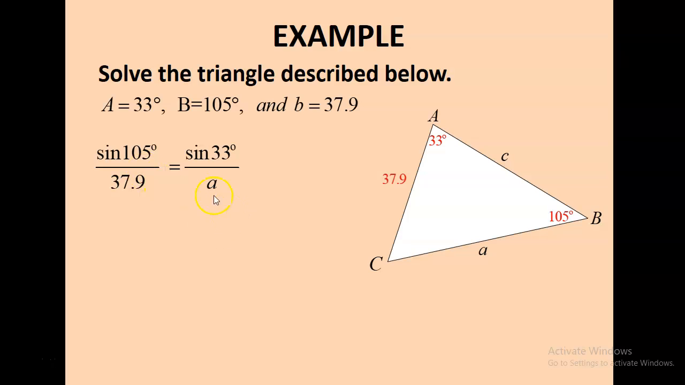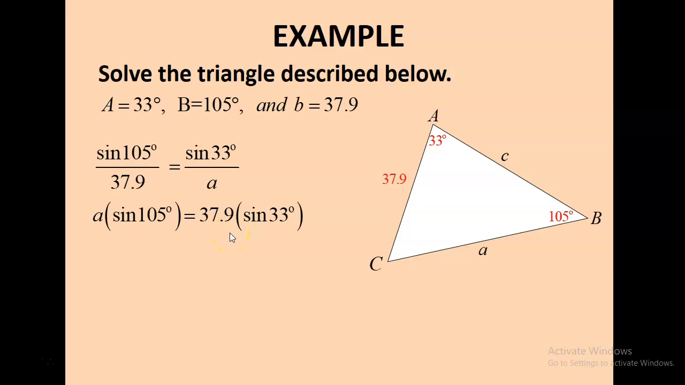Now, all this is a proportion, and we learned how to do these back in Algebra 1, maybe even before that, where we just cross multiply. So we'll take 37.9 and multiply it times the sine of 33. We'll take the value A and we'll multiply it times the sine of 105, and we get an equation. So we have A times the sine of 105 degrees is equal to 37.9 times the sine of 33.